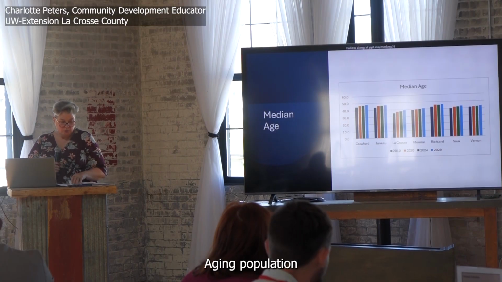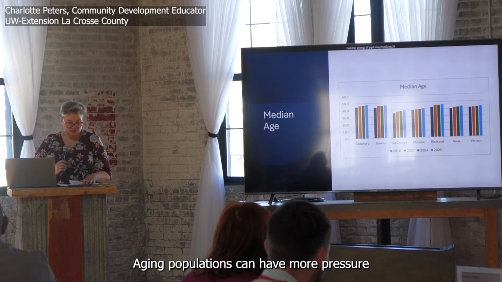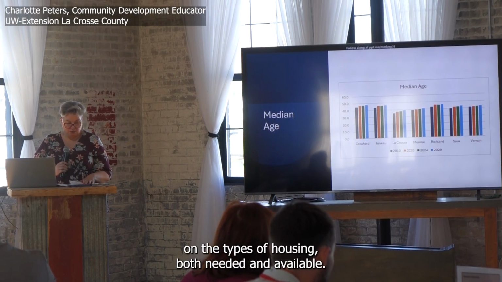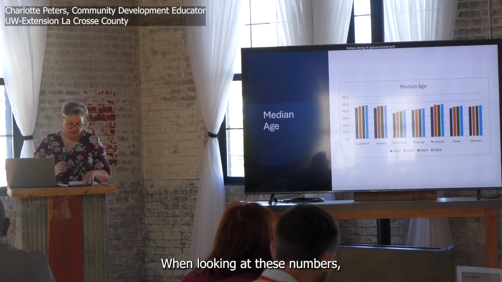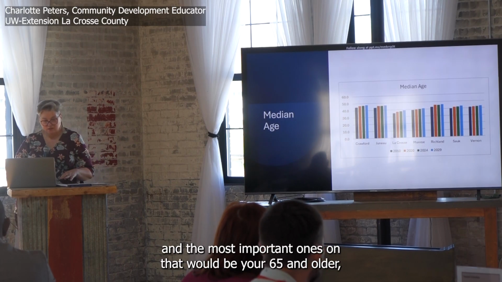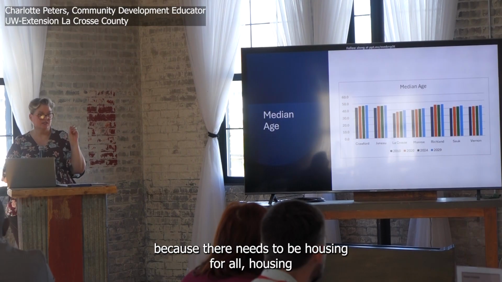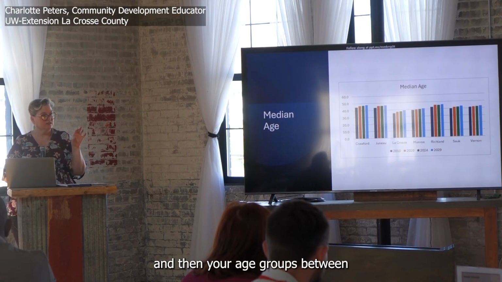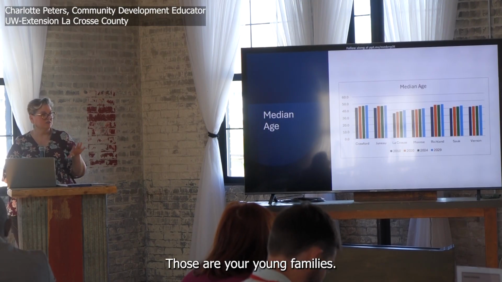Age of the population is also a diversity indicator. In areas with skewed levels, aging populations can have more pressure for the types of housing both needed and available. Think senior housing versus family housing when looking at these numbers. The most important ones would be your 65 and older, because they're in senior housing or communal housing, and then your age groups between the mid-20s to mid-30s. Those are your young families.